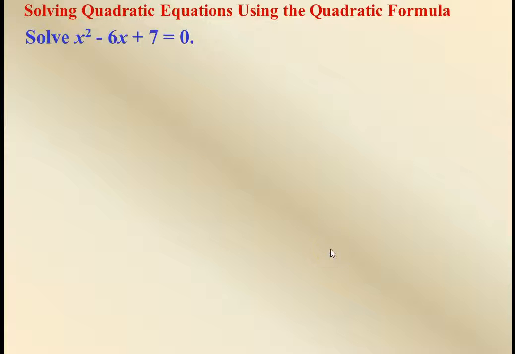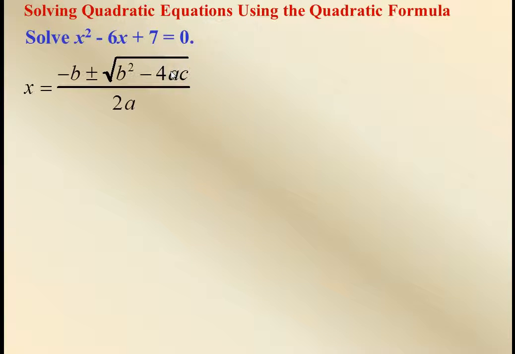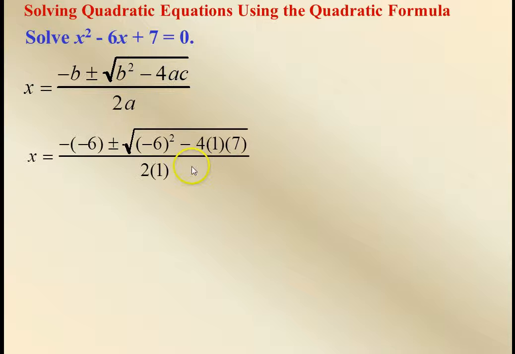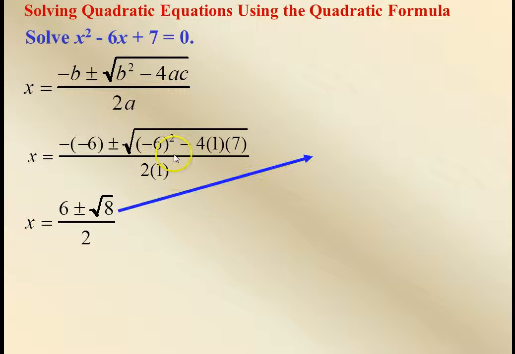Try another one. Again, I think it's important to identify your variables. A is 1, B is minus 6, C is 7. All right, plug those into our formula. A is minus 6, so minus negative 6 plus or minus negative 6 squared, minus 4 times A, we said A was 1, times C, we said C is 7, all over 2 times 1. So again, let's simplify that.